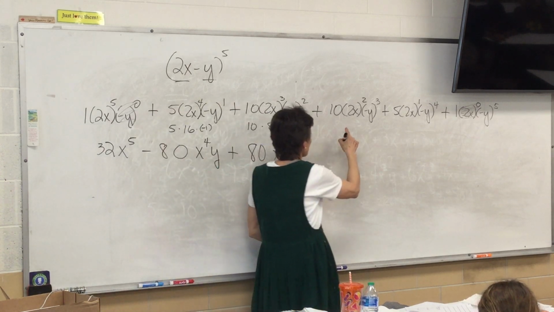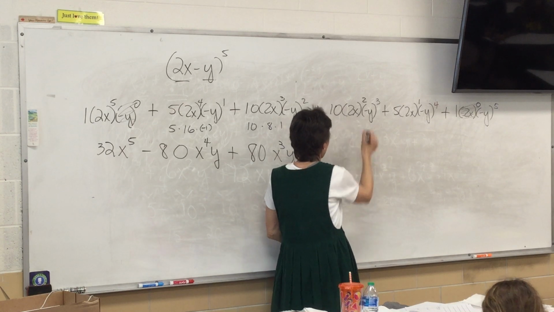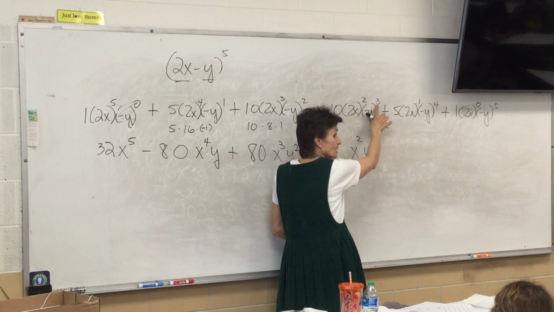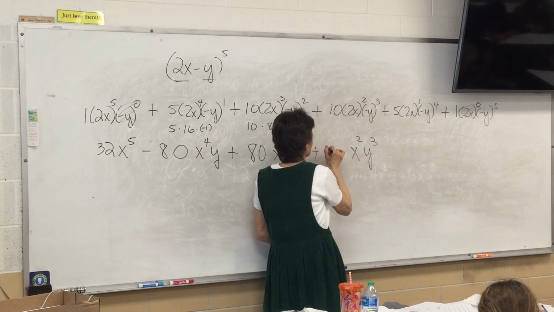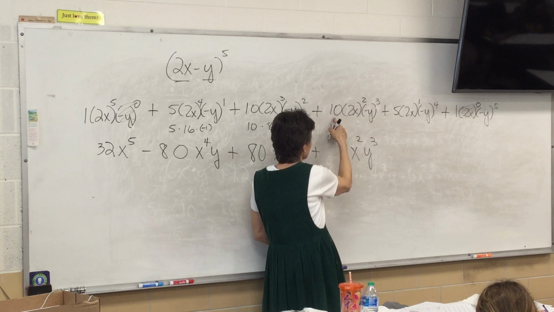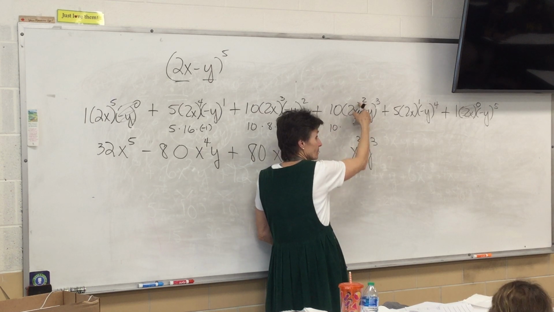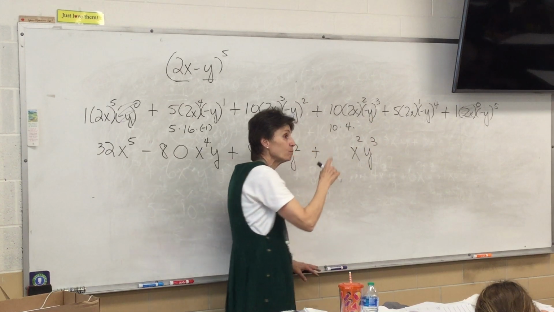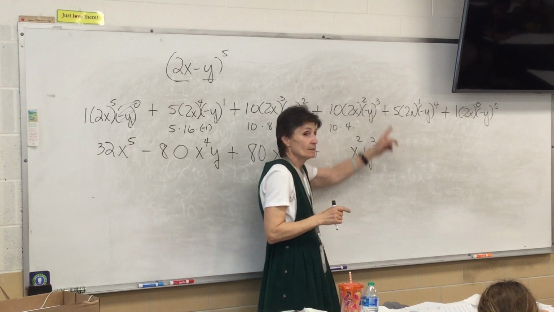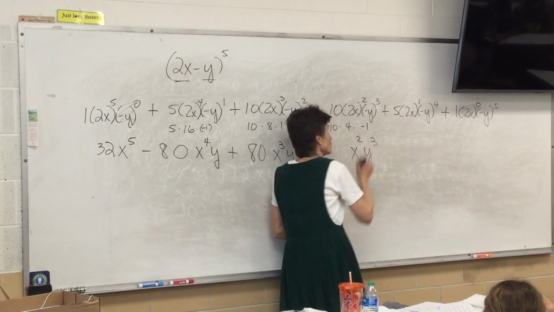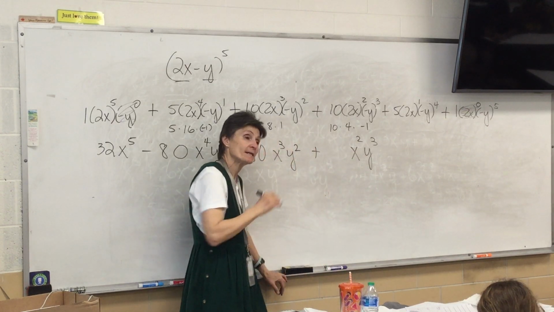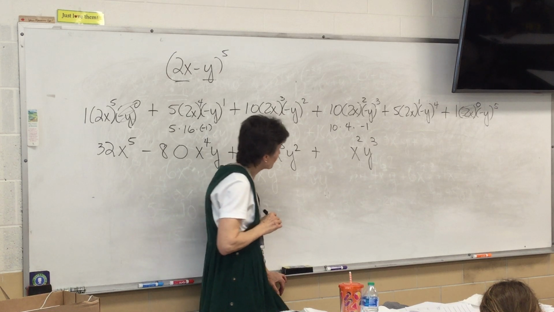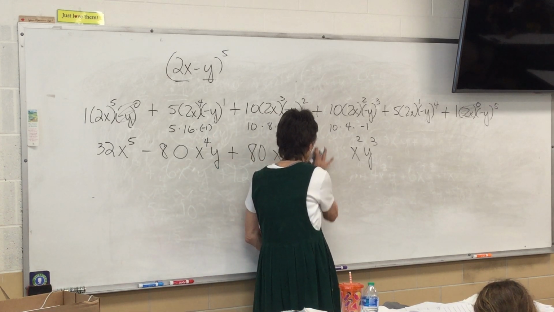All right, my next one is going to be x squared y cubed. I have a 10 times a 4 times a, now this is -1 cubed. -1. Remember, if you take it to an odd power, it's going to be negative. If you take it to an even power, it'll be positive. So what's that? -40?